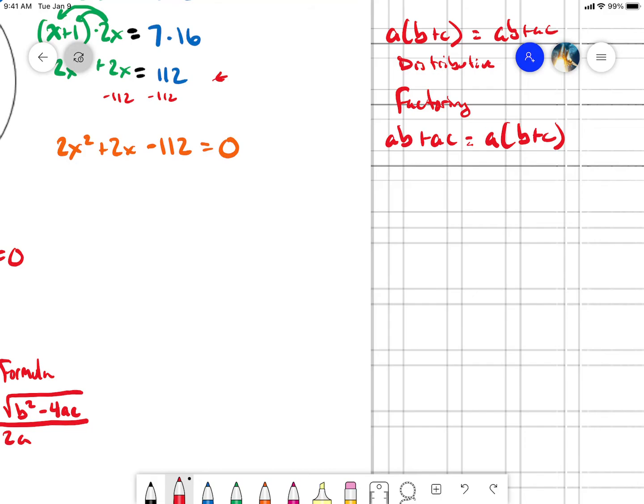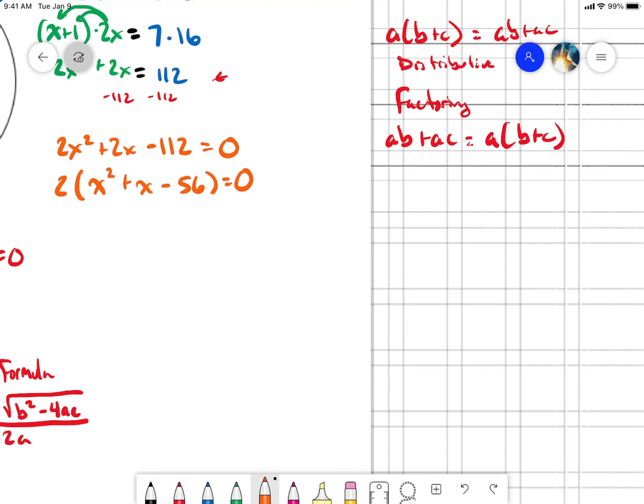Well, all of them are divisible by what? 2, 2x, and 112 are all divisible by 2. Right? Now that would be the greatest common factor, so I'm going to factor out the 2. So I factor out the 2, and I'm left with x squared plus x minus, what's that, 56? That's equal to 0.